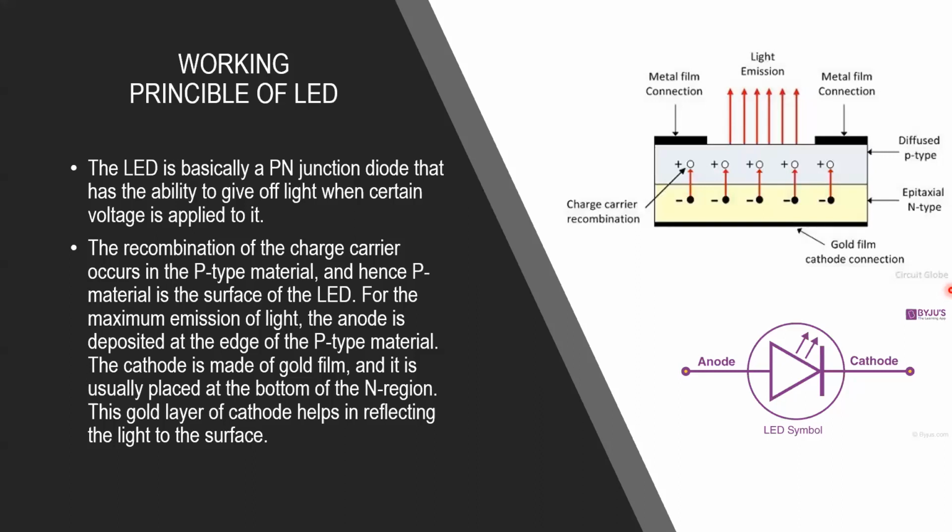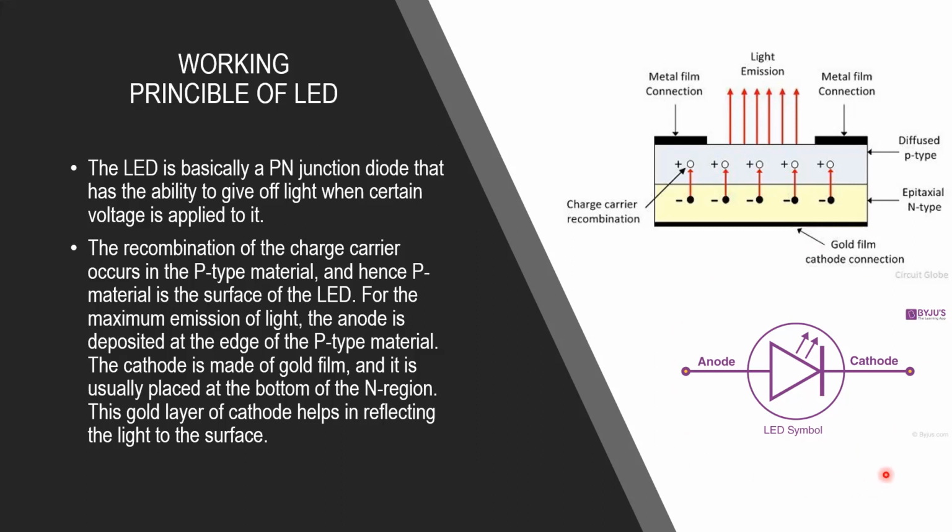The LED is basically a PN junction diode that has the ability to give off light when a certain voltage is applied to it. The recombination of the charge carriers occurs in the P-type material, and hence the P material is the surface of the LED. For the maximum emission of light, the anode is deposited at the edge of the P-type material. The cathode is made of a gold film, and it is usually placed at the bottom of the N region. This gold layer of the cathode helps in reflecting the light to the surface.